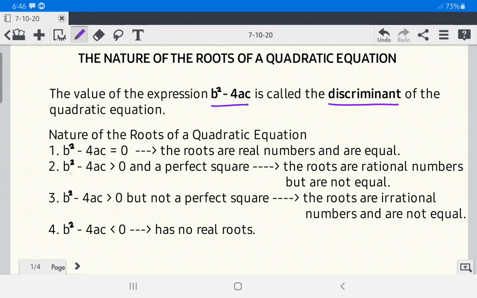If b squared minus 4ac is greater than 0 and a perfect square, then the roots are rational numbers and not equal. If b squared minus 4ac is greater than 0 but not a perfect square, then the roots are irrational and not equal. If b squared minus 4ac is less than 0, then it has no real roots.